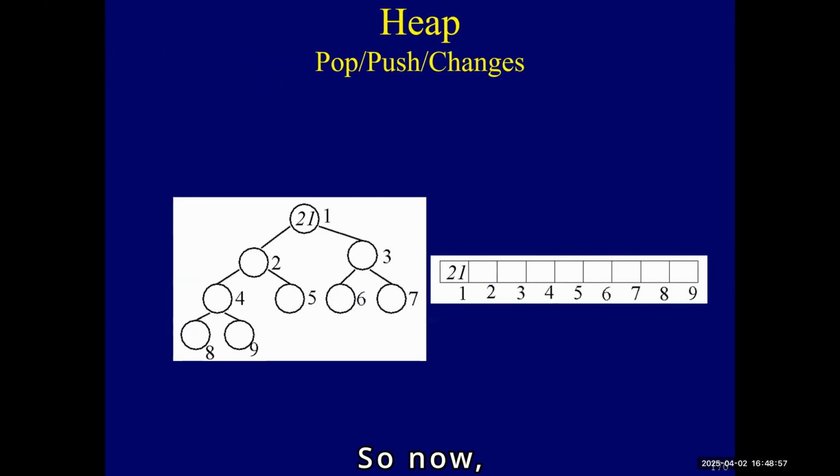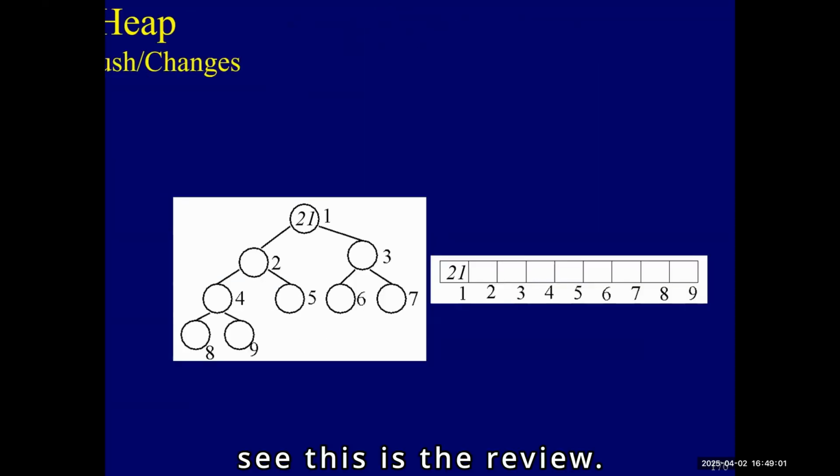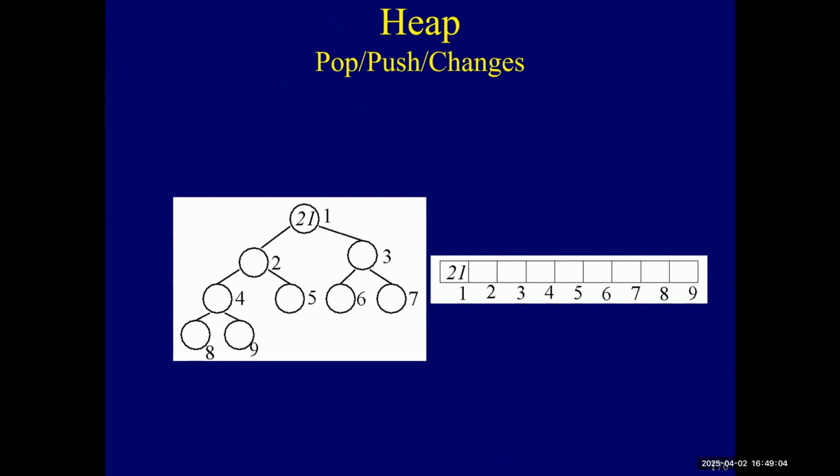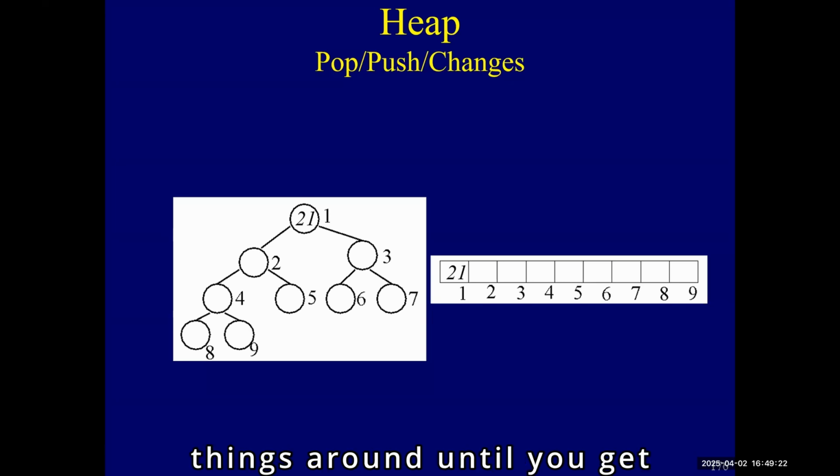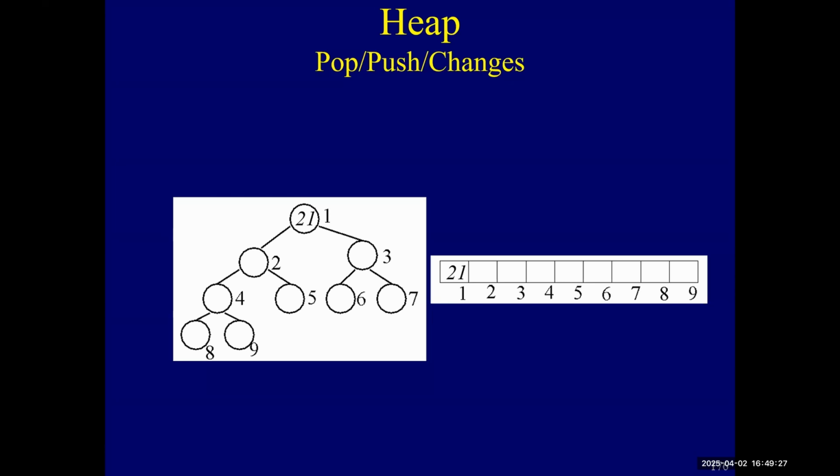All right. So now, oh, I see, this is the review. I was about to say, that's not the slide, because we just did it. But this is a review slide, so things have been deleted, right? So what are the things you have to be able to do? Given an array, you think about it as a tree, and you move things around until you get a heap, right? And how do you do it?